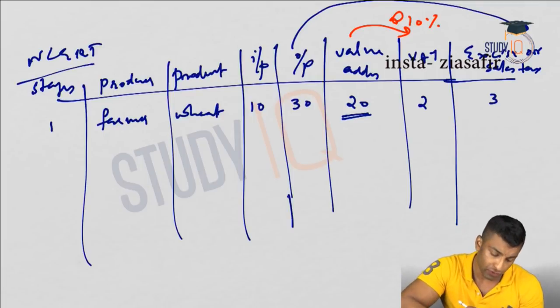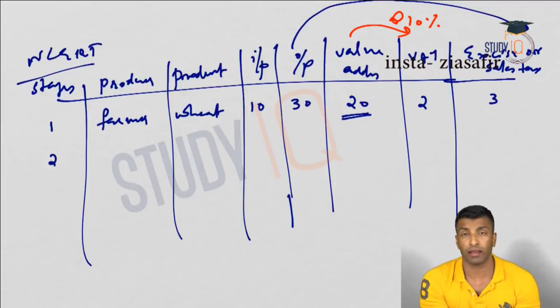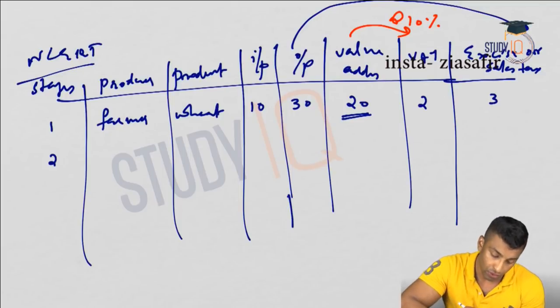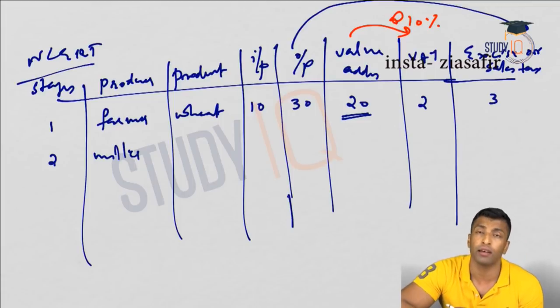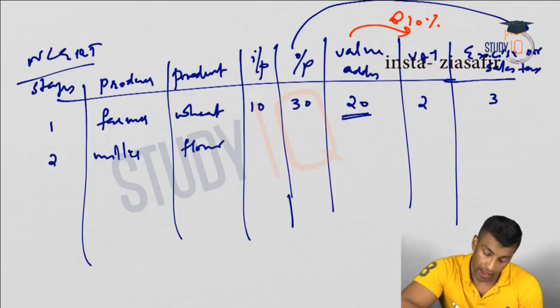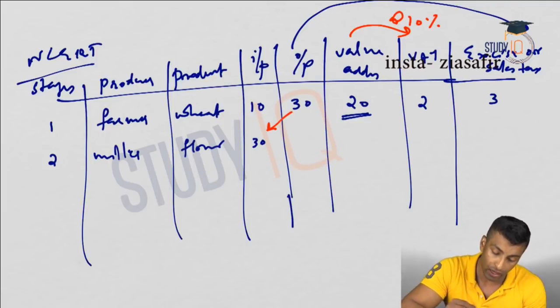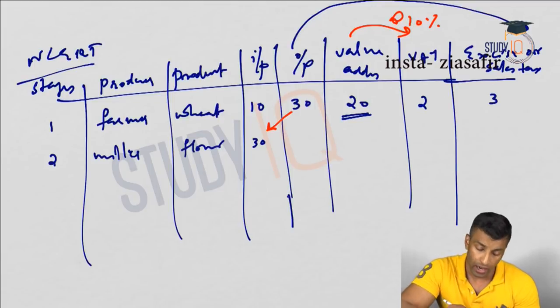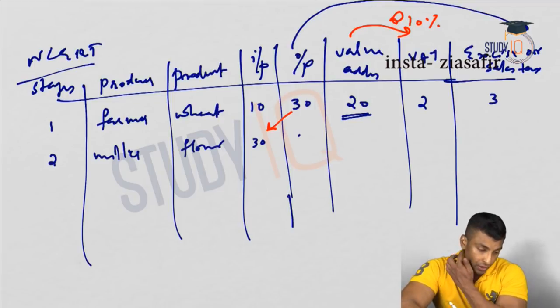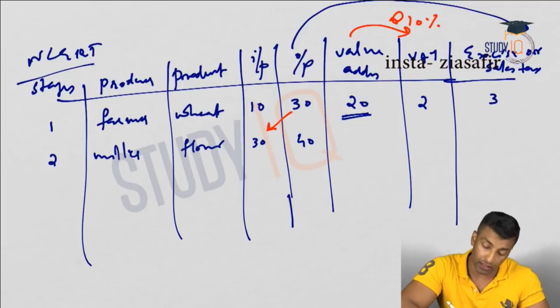Now in the second stage, this farmer sold this wheat to a miller, and he is making flour out of it. So it is going to a miller, and the output will be flour from the wheat, and the input cost was 30, right? Because here the farmer's output will become his input, and now he might have added some value and it became flour, and the output cost will be total 40. So effectively, what is the value addition by the miller? 40 minus 30, that is 10.